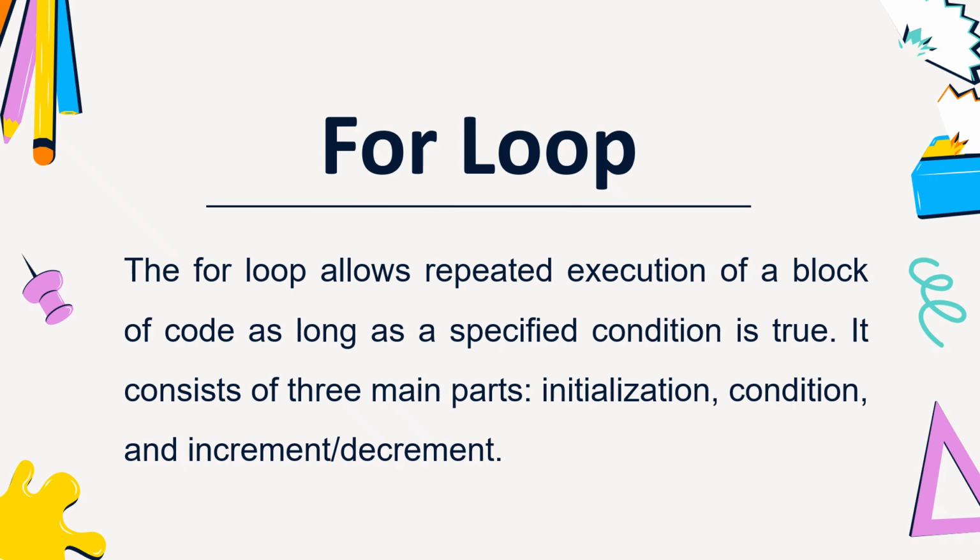For loop. The for loop allows repeated execution of a block of code as long as a specified condition is true. It consists of three main parts: initialization, condition, and increment or decrement.